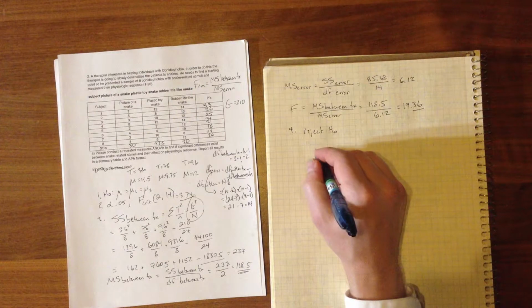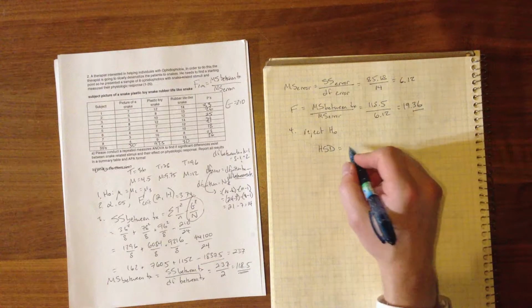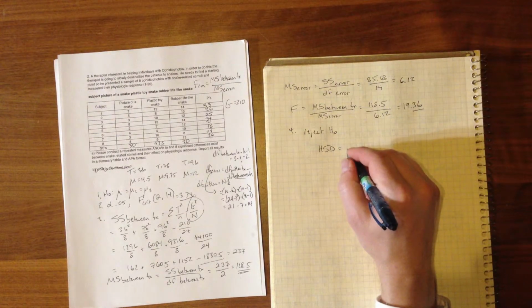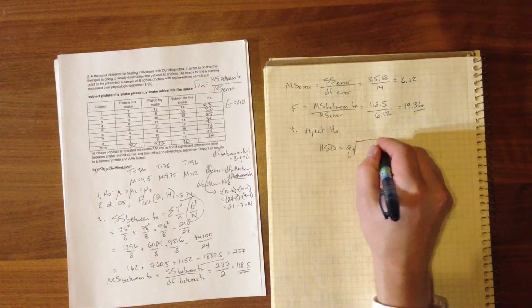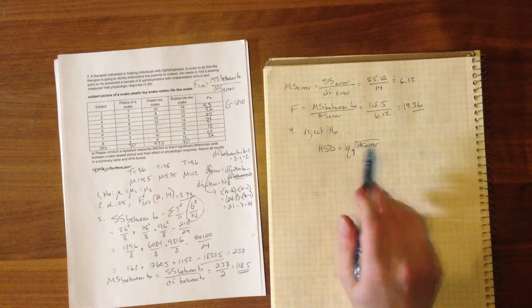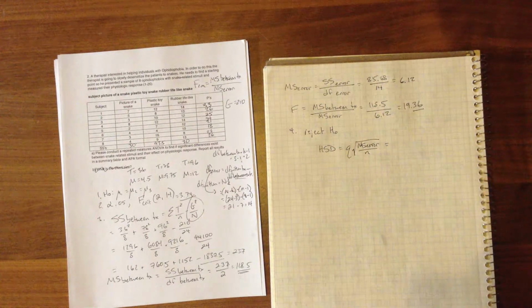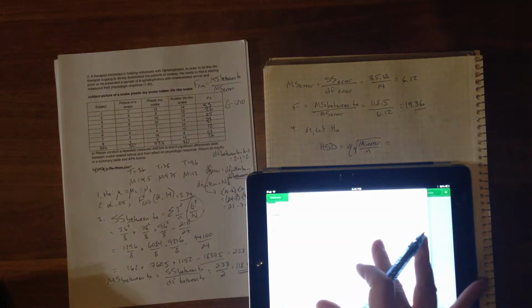But to find out what that difference is, we need to do a post hoc test, and the one that we've been working with is Tukey's HSD. It's a little bit different for the repeated measures ANOVA. It's Q, which is the studentized range statistic, times the square root of MS error, which is MS within in the independent groups ANOVA, divided by N, which is the number of subjects. To get Q, you need to use the Q table, and the Q table is right here in our trusty Evernote. And Q, you need to know the number of treatments, and the degrees of freedom for the error term.